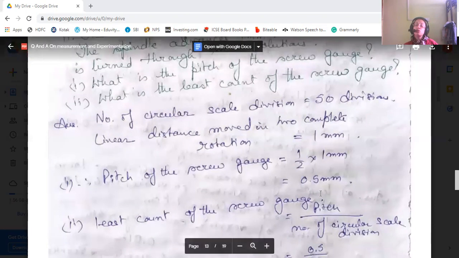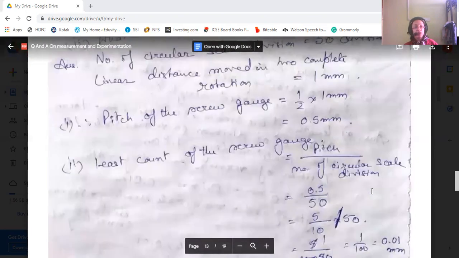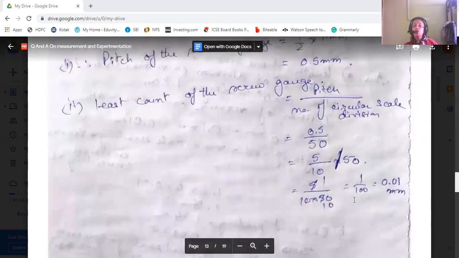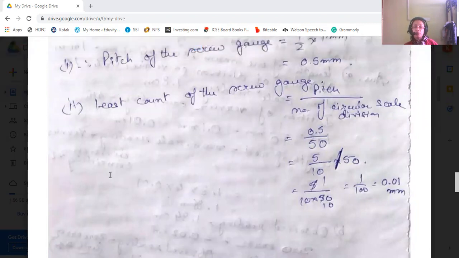Now the least count of the screw gauge will be pitch divided by the number of circular scale divisions. So 0.5 by 50, that will give us how much? 0.01 millimeters. Okay.